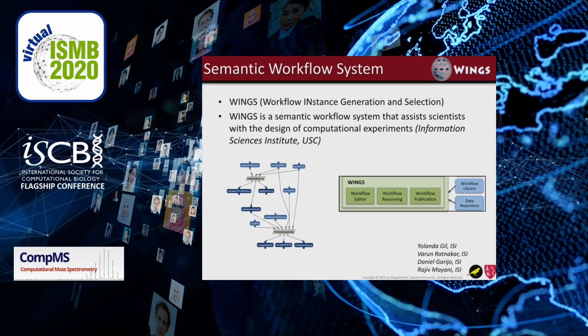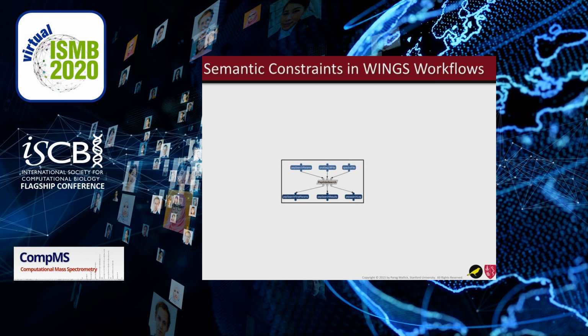We used a semantic workflow system called WINGS for our analysis. WINGS was developed at the Information Sciences Institute at USC by the Gil Lab. Using WINGS, we used multiple tools and scripts to reproduce the results by developing workflows. Each workflow is made up of several components. So if you look at the left, this is a sample workflow. Anything in gray is a component and anything in blue are the input or the output files.